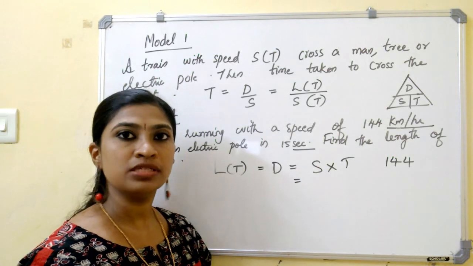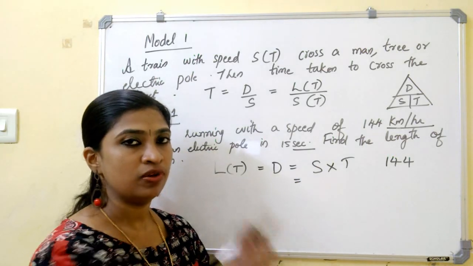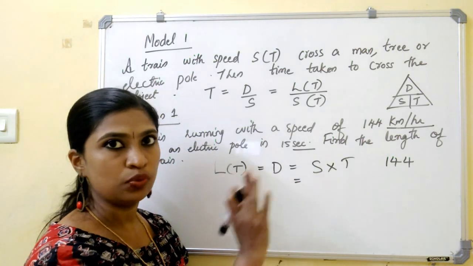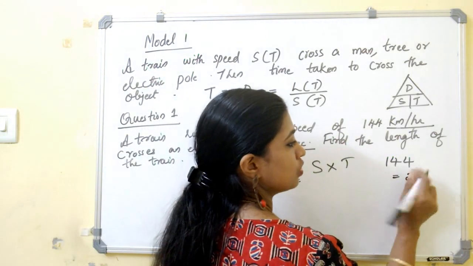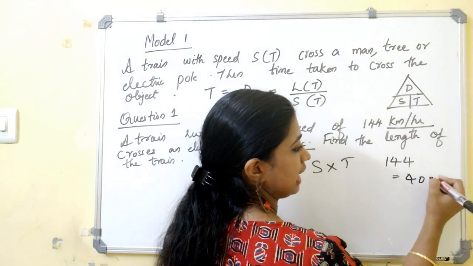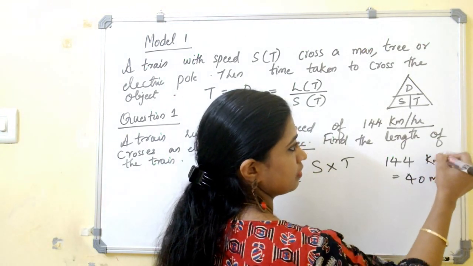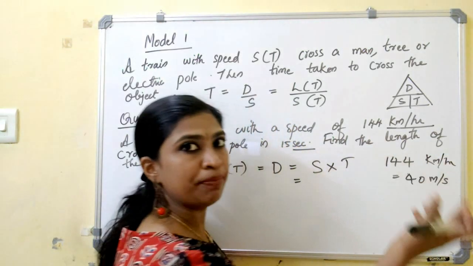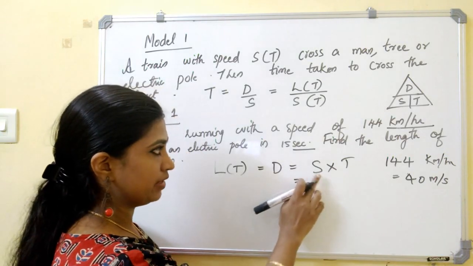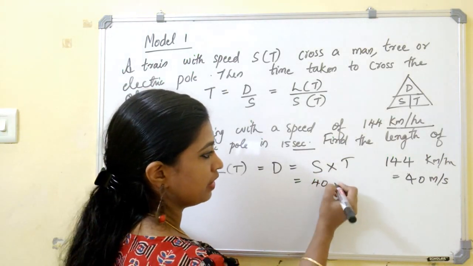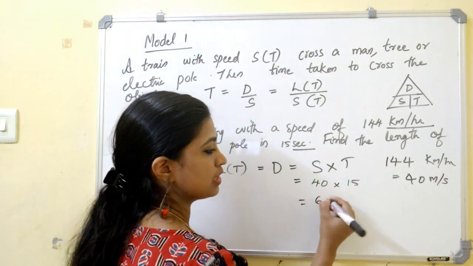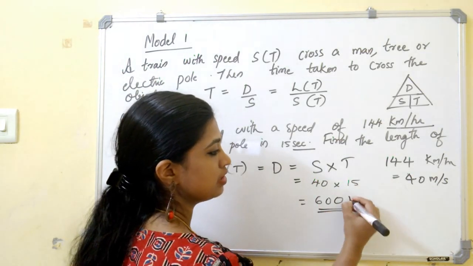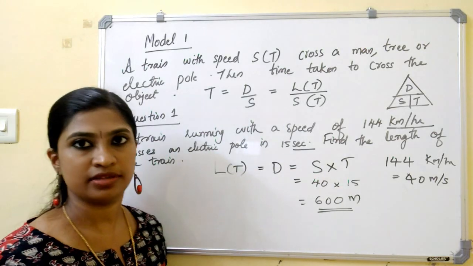144 km per hour is 40 meter per second. If you have studied the table, it will be very easy for you to solve. So 144 km per hour is equal to 40 meter per second. That is 144 into 5 by 18. Now speed is 40, time is 15 seconds. So 15 fours are 60. So 600 meters is the length of the train.